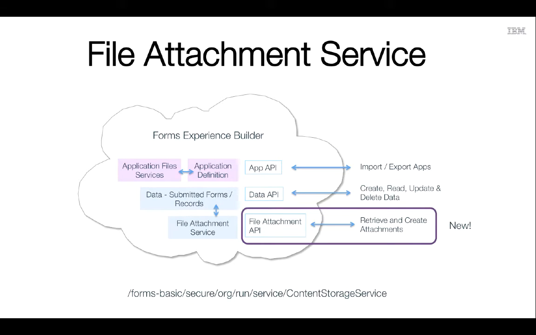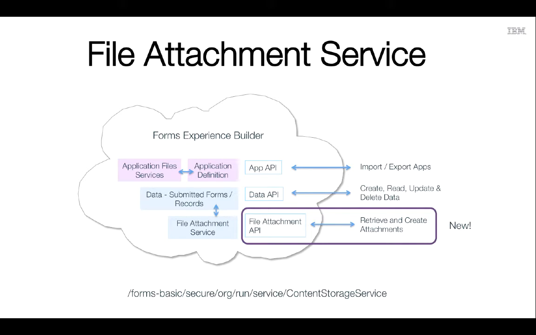A related new feature is the file attachment service. Well, it's not entirely new. The file attachment service, or sometimes referred to as the content storage service, has always been there. It's just we now have documented and support the API. So you have this new third API where what you can do is retrieve and create attachments programmatically.